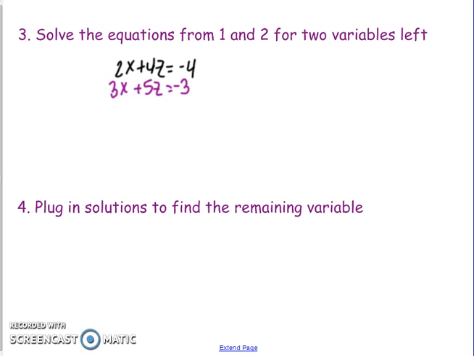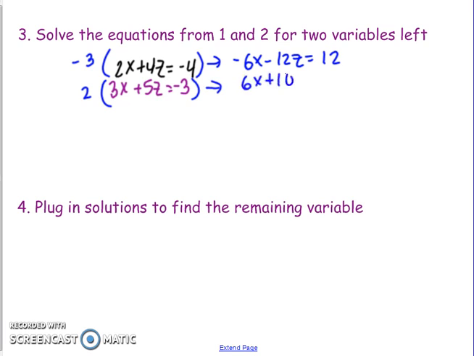So what I'm going to do is multiply the top by negative 3 to make that a negative 6. And I'm going to multiply the bottom by a positive 2 to make the bottom a positive 6, so they'll cancel. So this is going to become negative 6x minus 12z equals positive 12. And then this equation is going to become 6x plus 10z equals negative 6. So now that my x's are opposites, I'm going to add to cancel them out, so those are gone.